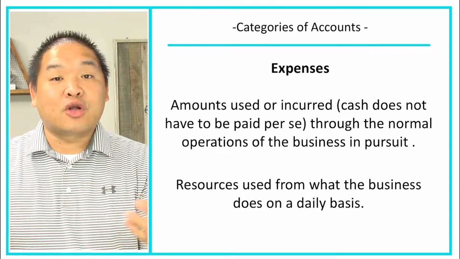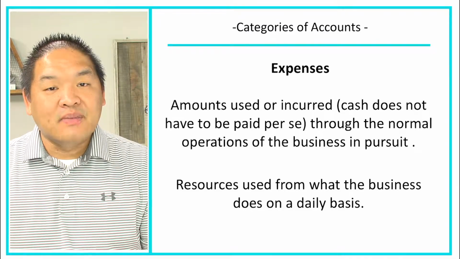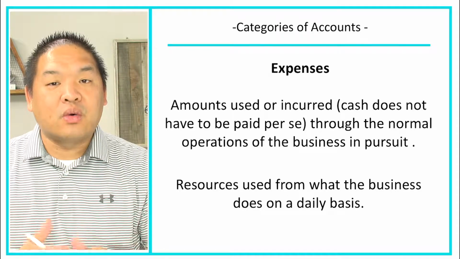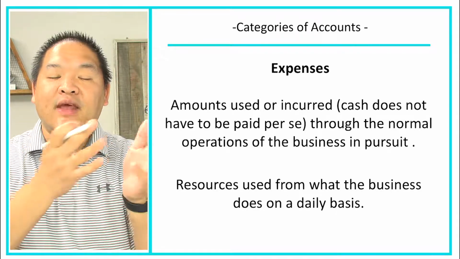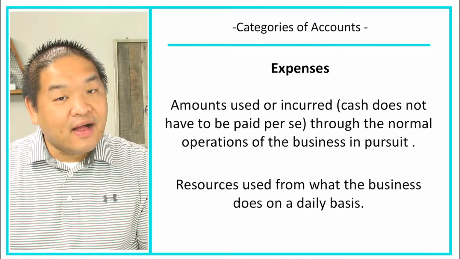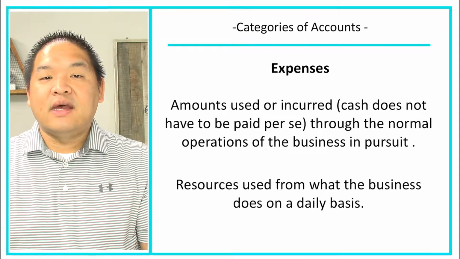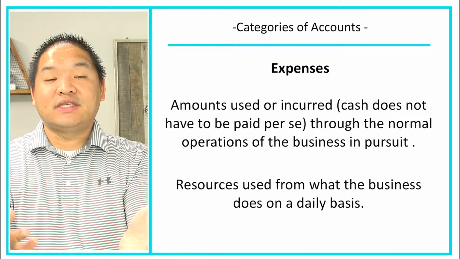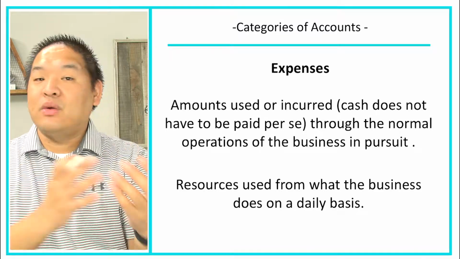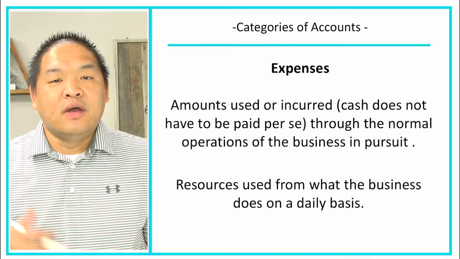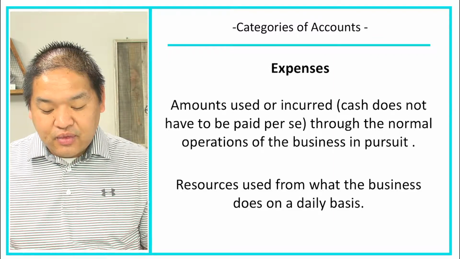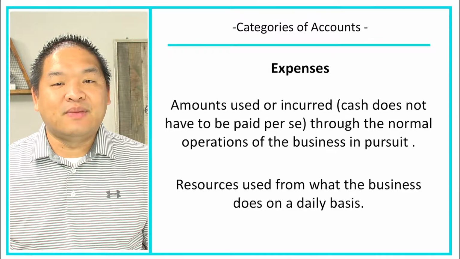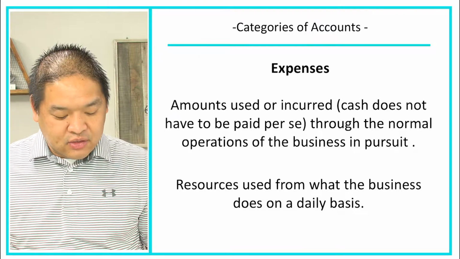In order to ride on a plane, you got to have a pilot and flight attendants. That is labor cost. That's an expense because they have to incur that expense in order to provide you a service, thereby giving them revenues. If they didn't have a pilot, a co-pilot, and flight attendants, then they couldn't provide you services. Therefore, they wouldn't have expenses, but they would also not have revenue. So expenses are typically amounts used or incurred through the normal operations of a business in pursuit of revenues.